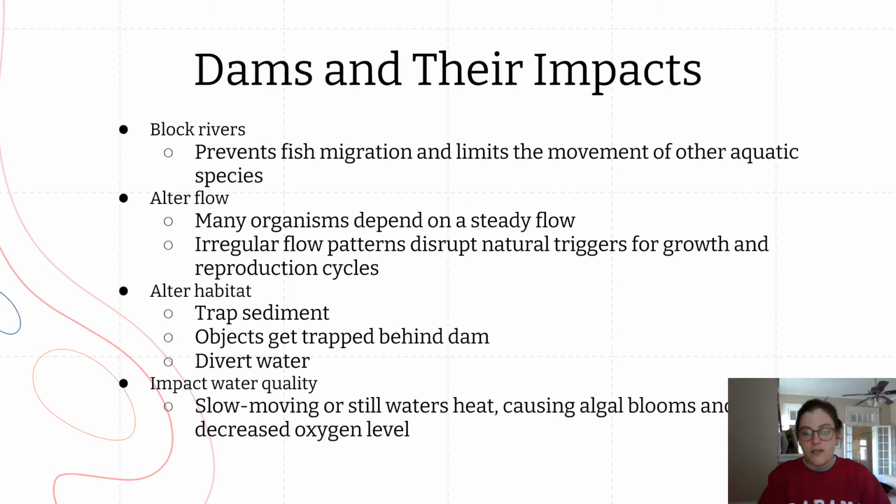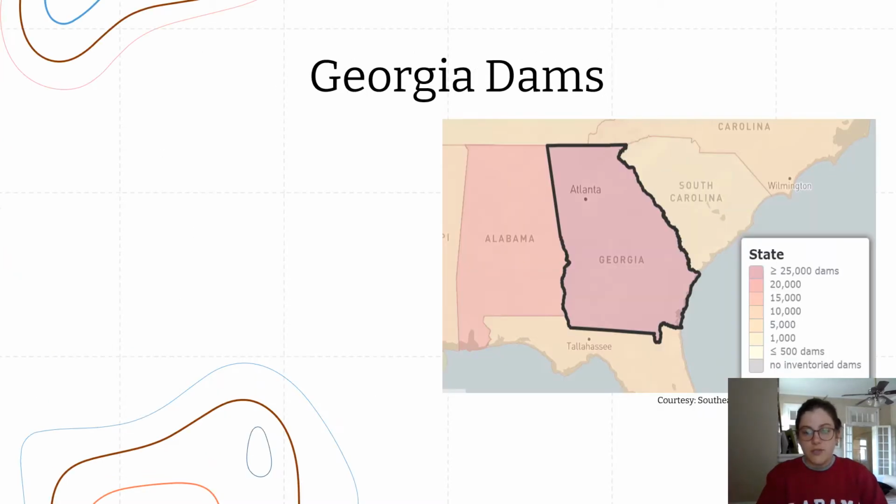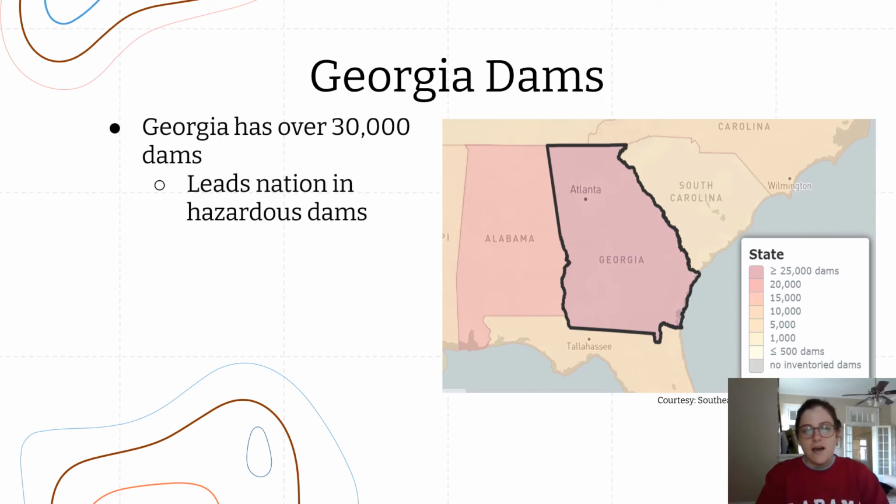They impact water quality. So slow moving or still waters heat up more, and that can cause algal blooms and can decrease the oxygen level in the water. Okay, so Georgia actually has a lot of dams, over 30,000 in fact. And according to a survey that was done just a few years ago, we actually lead the nation in hazardous dams.